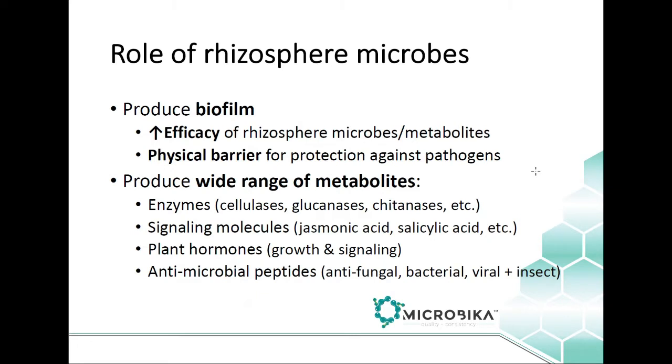Microbes produce a wide range of metabolites, as we discussed before, some of them signaling molecules, but also enzymes, for example, cellulases, glucanases, chitinases with specific functions, that produce these signaling molecules that we've discussed, jasmonic acid, salicylic acid, also plant hormones that are involved in growth and signaling, and then also antimicrobial peptides. So peptides responsible for antifungal activity, some to suppress bacterial pathogens, others to keep out viruses, and also insecticidal toxins.